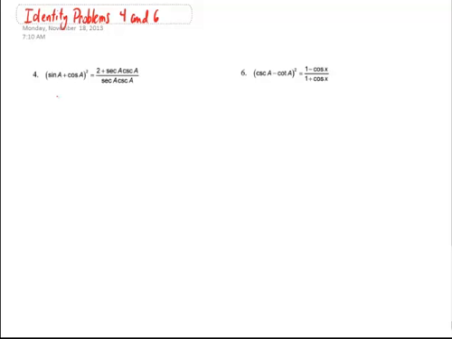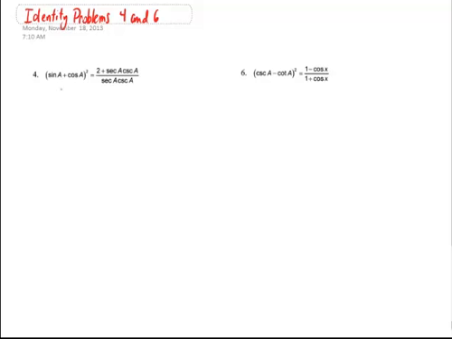Hello everybody, this is Mr. McAllen. I'm here talking about some identity proofs, and we're going to work on the two problems, 4 and 6, from class today. This is just to serve as review, because these were the two hardest ones we had to work on today.